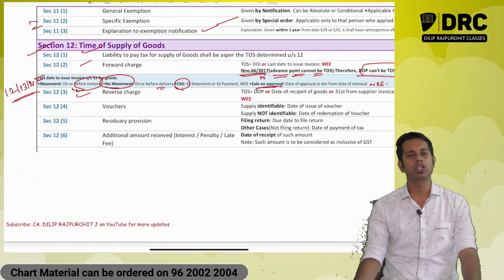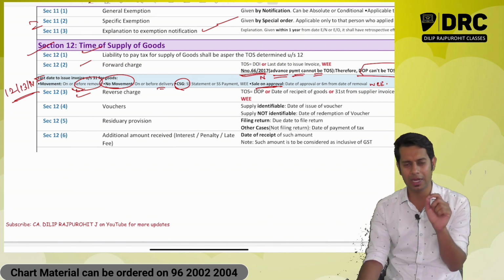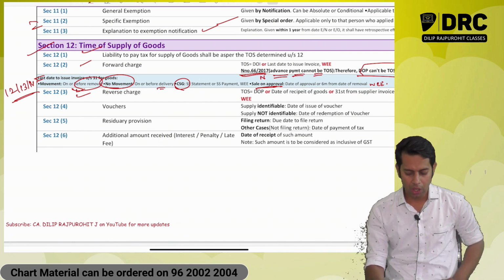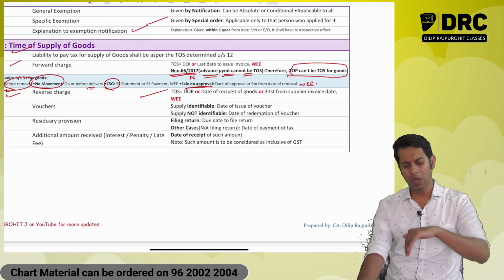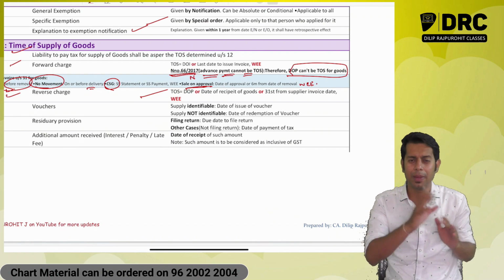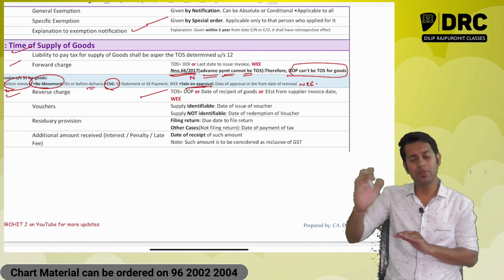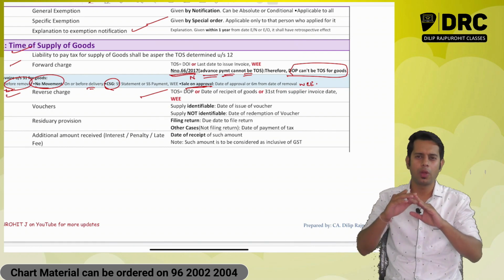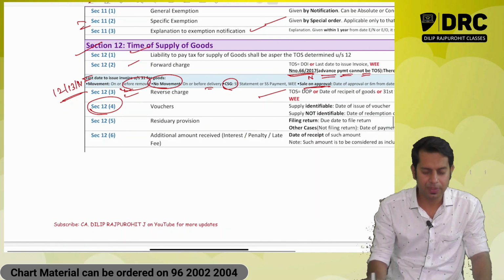Then section 12 subsection 3 talks about time of supply for reverse charge of goods. What is the time of supply? The time of supply is date of making the payment or last day to the date of receipt of goods or 31 days from the date of supplier invoice or any other document issued by him, whichever is earlier.